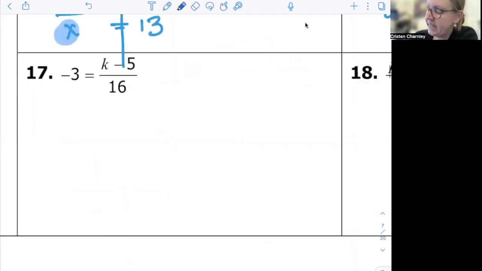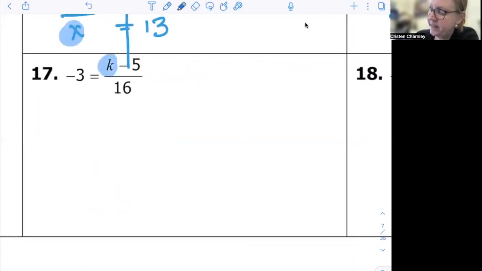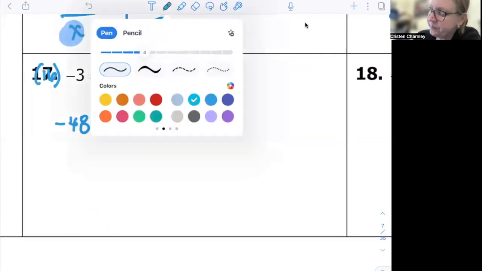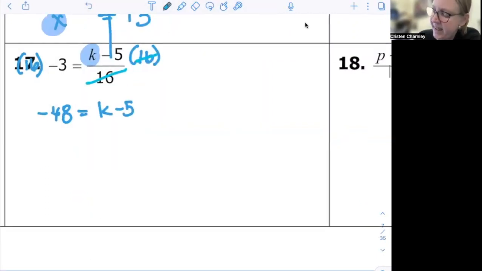On number 17, my first step is going to be to locate the variable. Here it is as a k. I'm going to multiply both sides by 16. That gets it out of the denominator and cancels. So I have 16 times -3, which is -48. This is equal to k minus 5. And that's because, again, these two things cancel out. So my next step is to get k by itself. I will add 5 to both sides. -43 is equal to k.